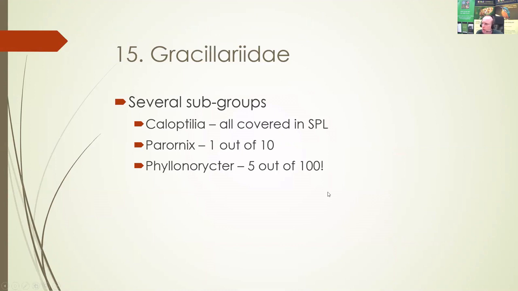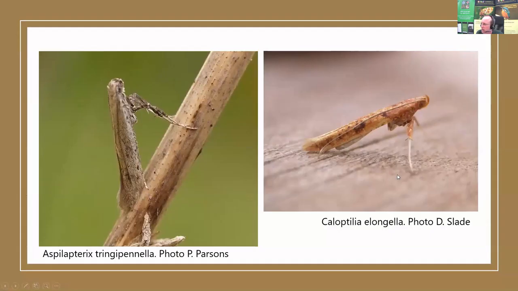The next big group is the Gracillariae. You can split it into sort of three groups. The Caloptilias are all in Stirling, Parsons and Lewington. The Parornix, one of them is in that group, and the Phyllonorycter, there's about 100 and only 5 of them are illustrated.